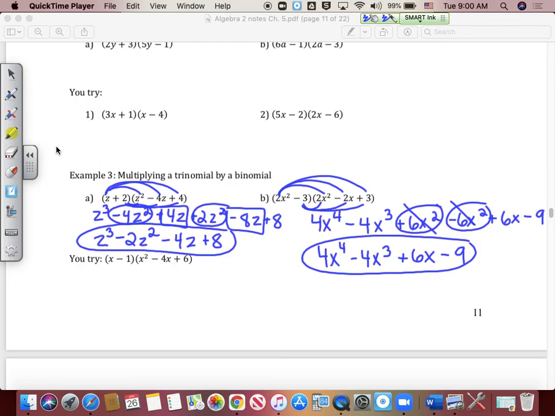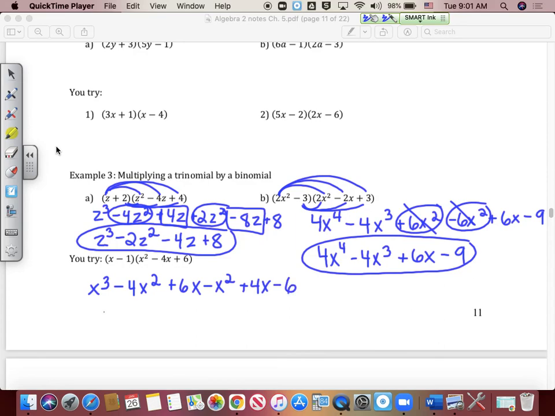We're going to multiply x by x squared, that's x to the 3rd power. X times negative 4x, that's negative 4x squared, and x times 6, that's a positive 6x. Then we're going to multiply negative 1 times x squared, that's negative x squared. Negative 1 times negative 4x is a positive 4x, and negative 1 times 6, that's negative 6.